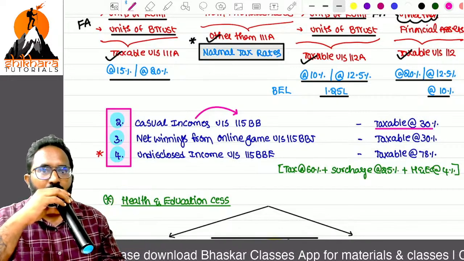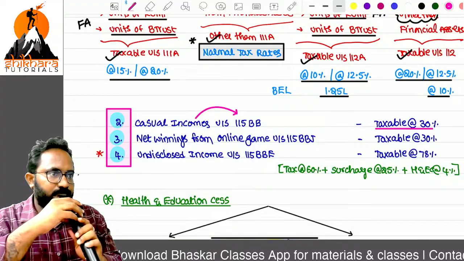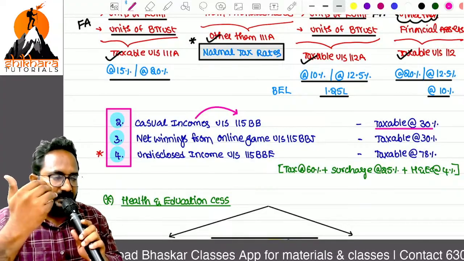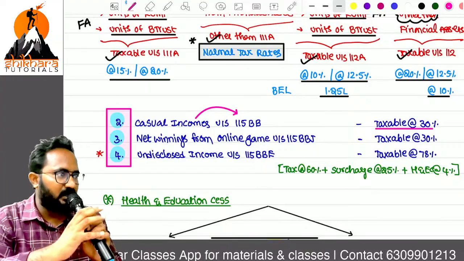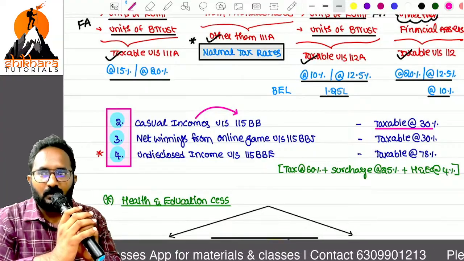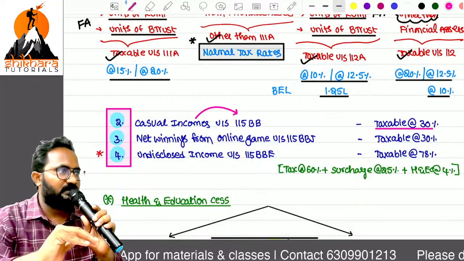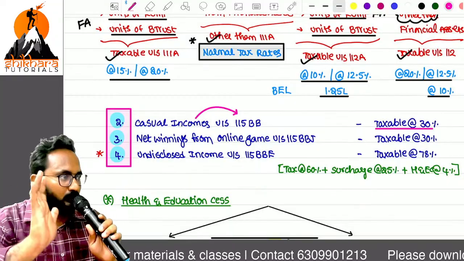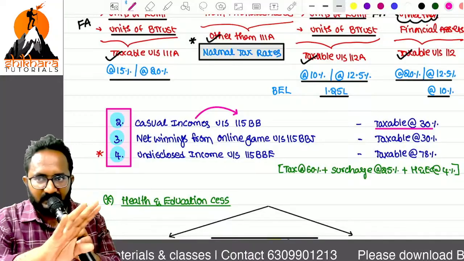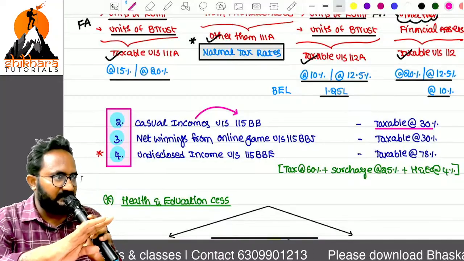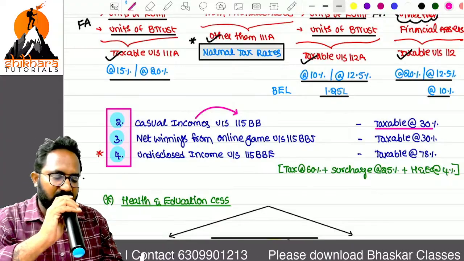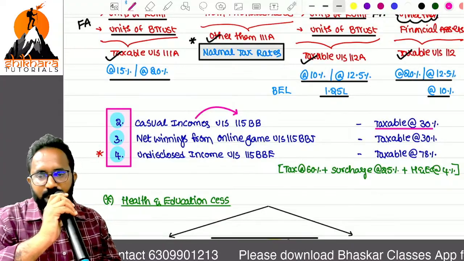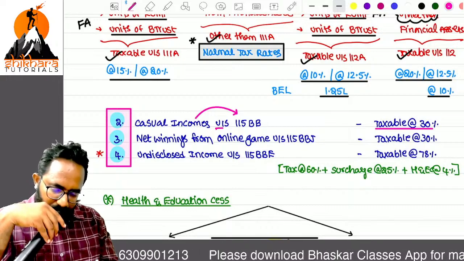Example, I got 1 lakh lottery. But for getting this lottery, I purchased 2000 worth of lottery tickets. Can I reduce this 2000 expenditure from 1 lakh? No. No expenses are allowed. No basic exemption limit is allowed. So directly the total amount is taxed at the rate of 30%.